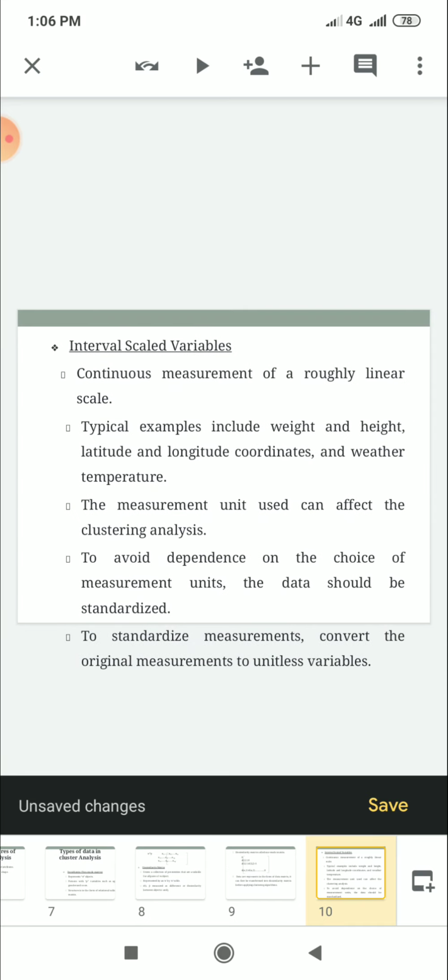Interval scaled variables: continuous measurements on a roughly linear scale. Typical examples include weight and height, latitude and longitude coordinates, and weather temperature. The measurement unit used can affect the cluster analysis. To avoid dependence on the choice of measurement units, data should be standardized. To standardize measurements, convert the original measurements to unitless variables.